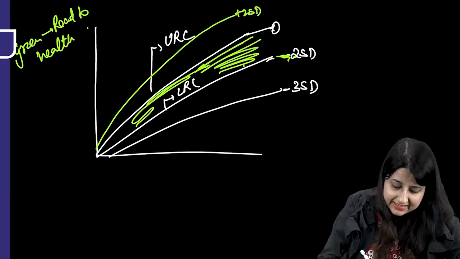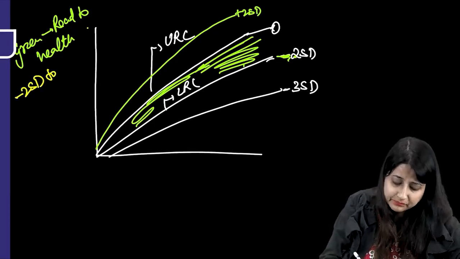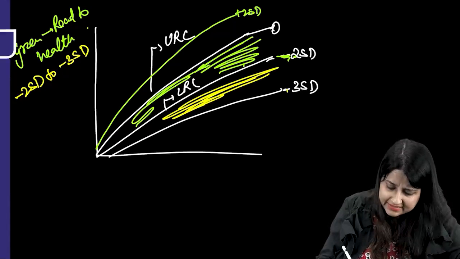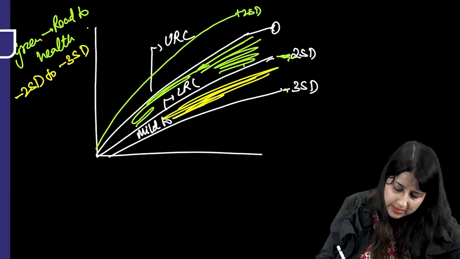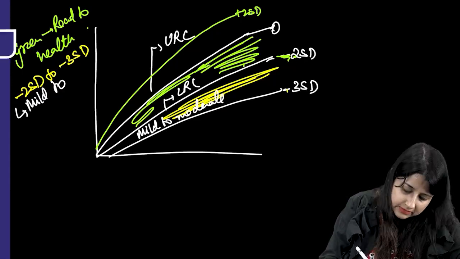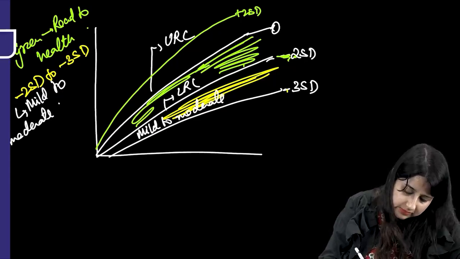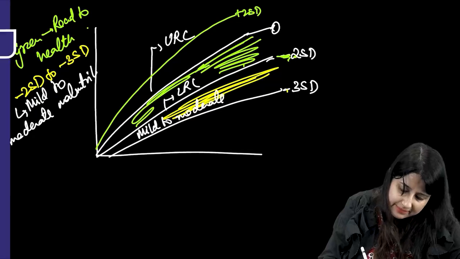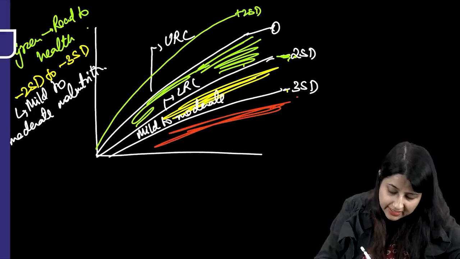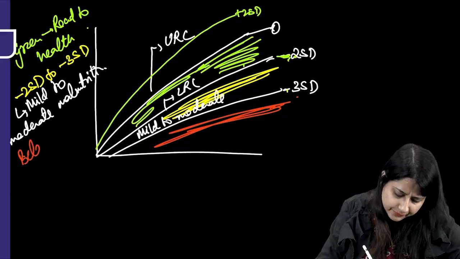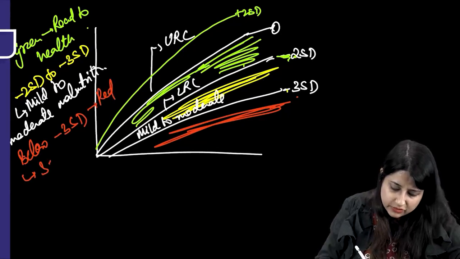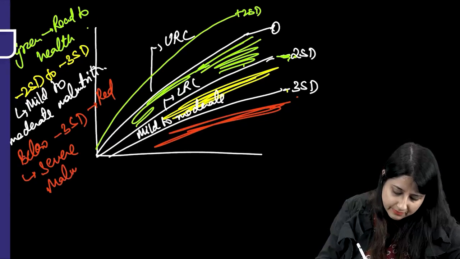But if any child is between -2 SD to -3 SD, this zone. Okay, what is this? This is nothing but mild to moderate malnutrition. And in case a child is below -3 SD, this is which zone? Red zone. So this is severe malnutrition.